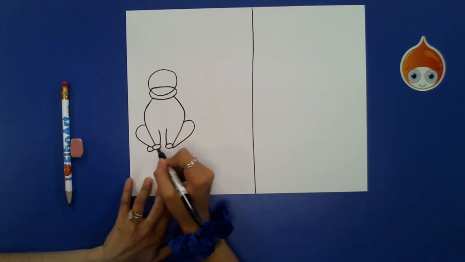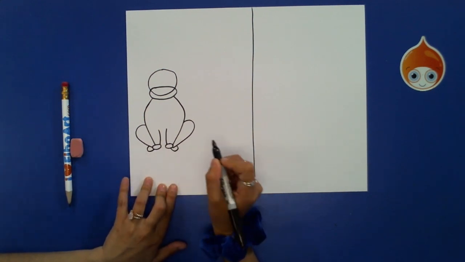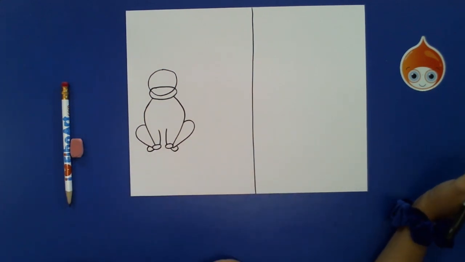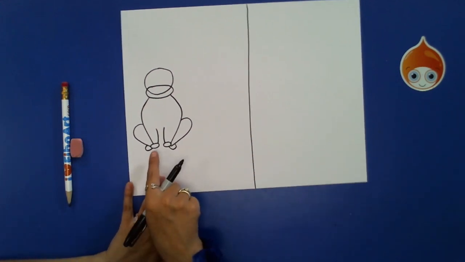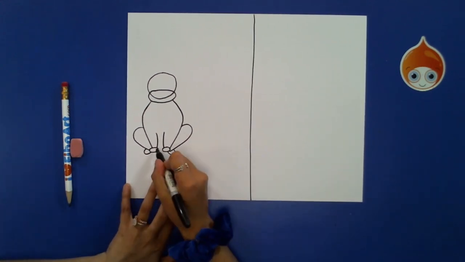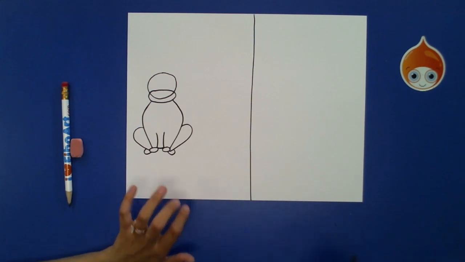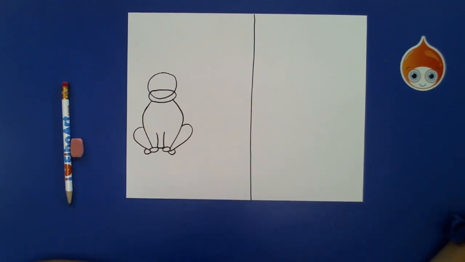And now I'm going to draw my back feet, and I'm just going to draw 2 curved lines like a letter C for the feet. Now right in between my front feet here, I'm going to draw a curved line like a letter U for the bottom of the body.